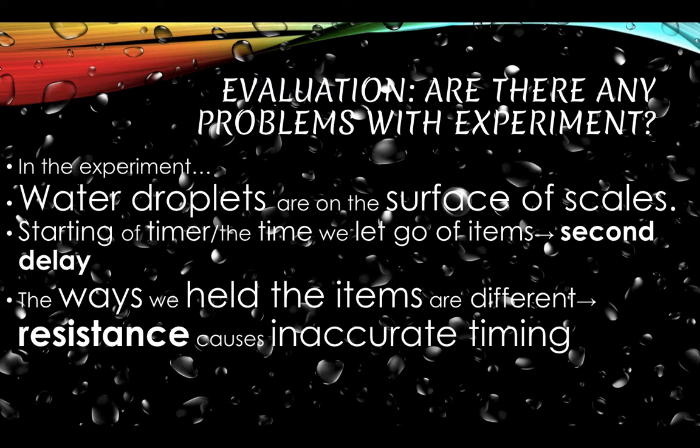In the experiment, we have encountered some problems. For example, we have water droplets on the surface of the electronic scales that we used to measure the mass of different things. The second problem that we have faced was second delay. The instant that we started the timer and the instant that we let go of things will be different, and that will make some of the results inaccurate, since all objects sank within seconds. So this is the biggest problem that we have faced.